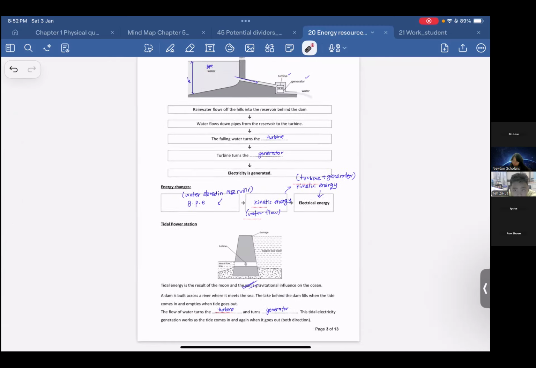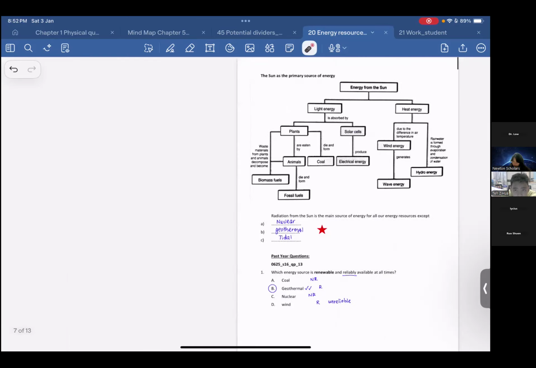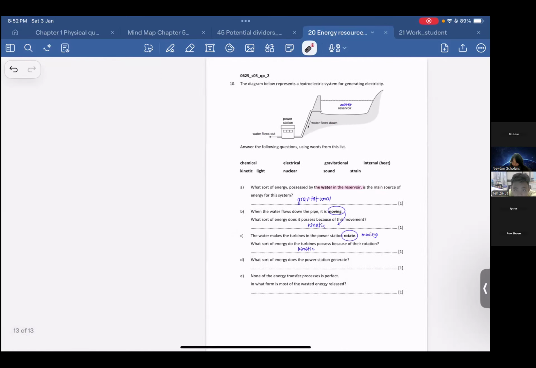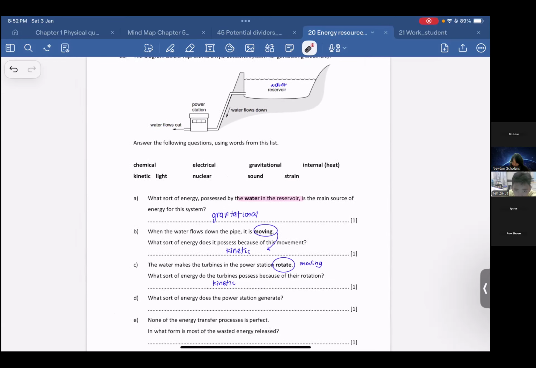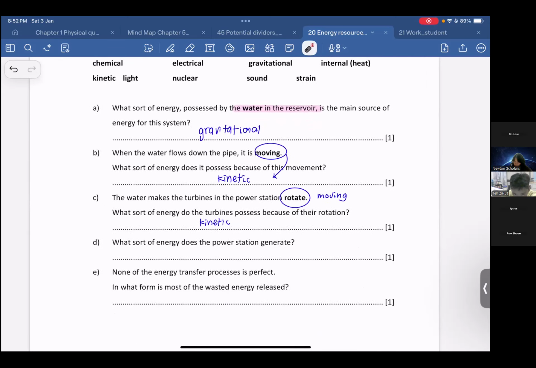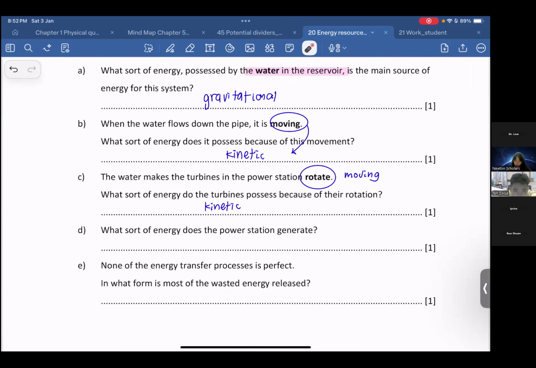Let me have a look. Can be reused. It doesn't mention using the words from the list. It doesn't mention, so yes, can be reused, dear. What sort of energy does the power station generate? This power station wants to generate what kind of energy? Yes, Crystal, electrical. At the end, we generate electrical energy.